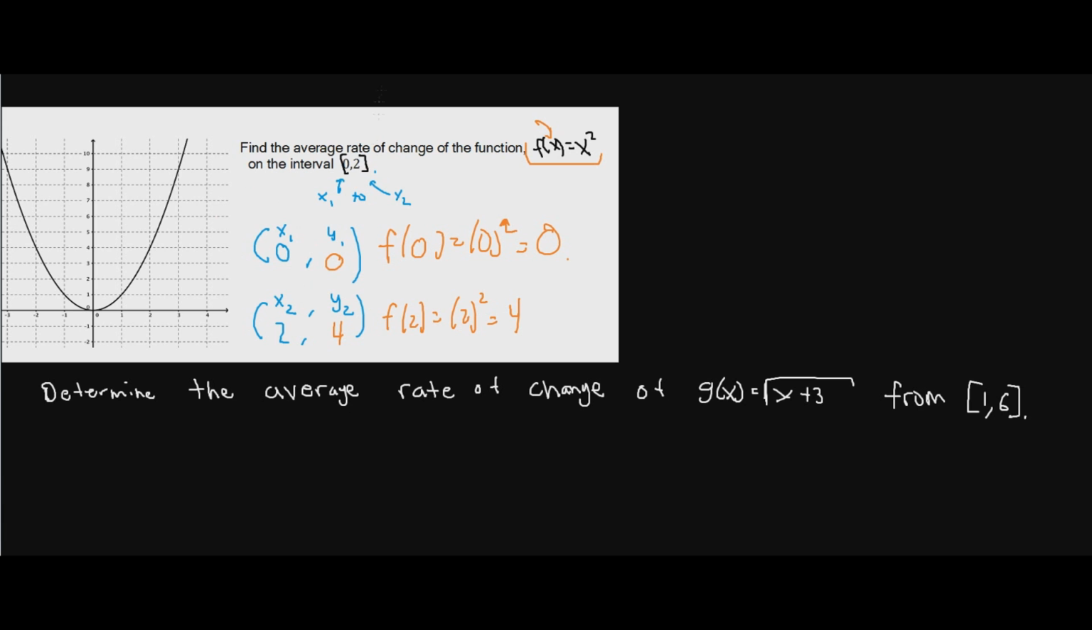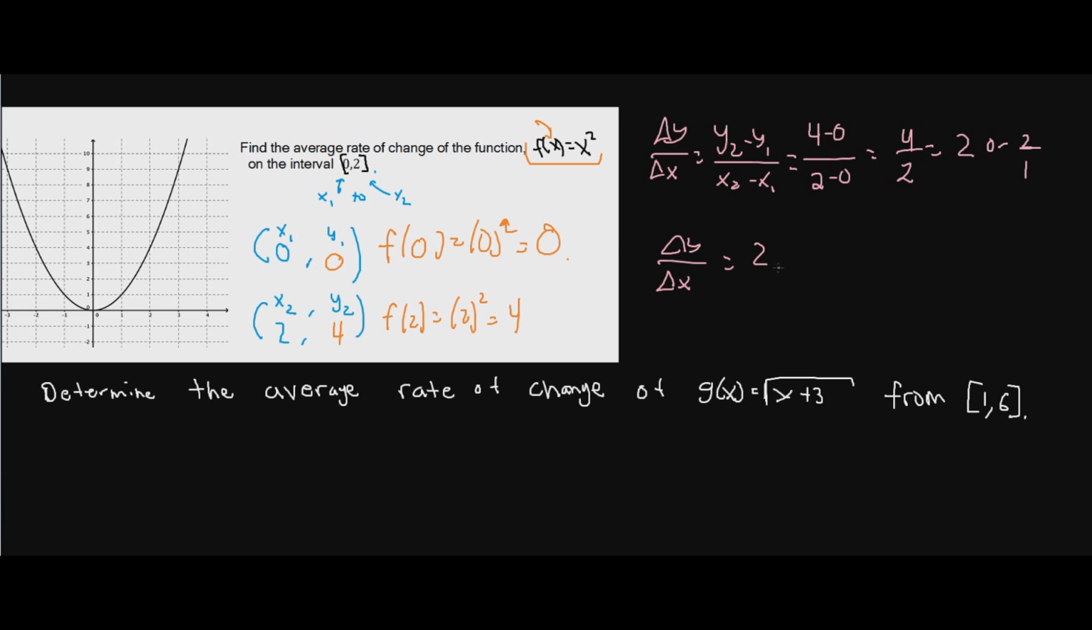Now that I have my corresponding values, we can do rise over run: y2 minus y1 over x2 minus x1. Well, y2 is 4 minus 0 over 2 minus 0. And we get 4 over 2, which is 2, or 2 over 1. So my average rate of change is 2 over 1, or just 2. I put the over 1 because we're talking about slope.